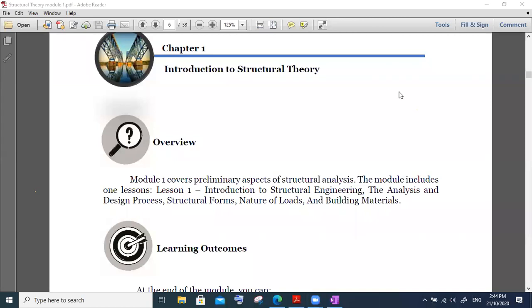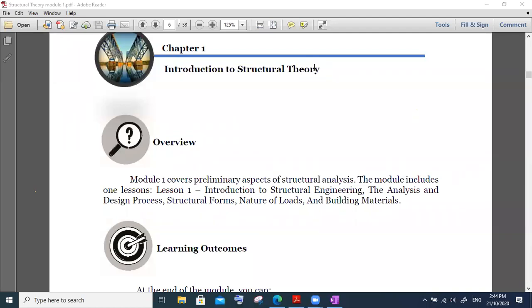So the overview of our chapter 1, lesson 1 natin is the introduction of structural engineering, the analysis and design process, the structural forms, nature of loads, and the building materials. Actually, sa bago nating CMO, we have the total of 3 topics dito sa chapter 1 natin. Pero yung ibang topics na yon is under sa ibang chapter, so hiniwalay ko na siya and I stick dun sa luma kong lecture.